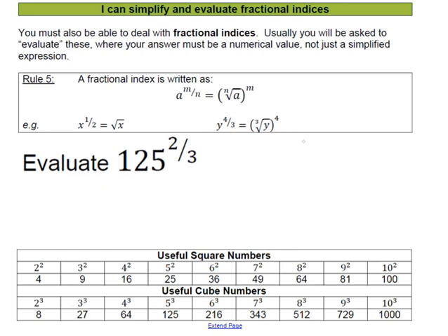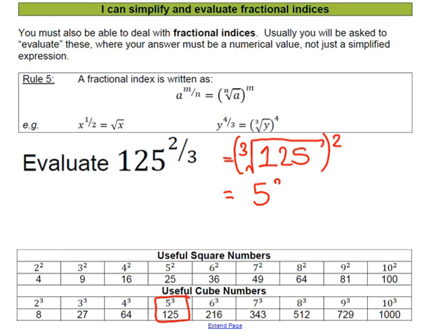So now we see a third example. We have 125 to the power of 2 thirds. So again, we get in the habit of writing this in our root form. So 125, and we're going to be looking for the cube root of 125. And we're going to then take the answer and square it. Looking for the cube root of 125, that would be 5, squared, and 5 squared is 25.